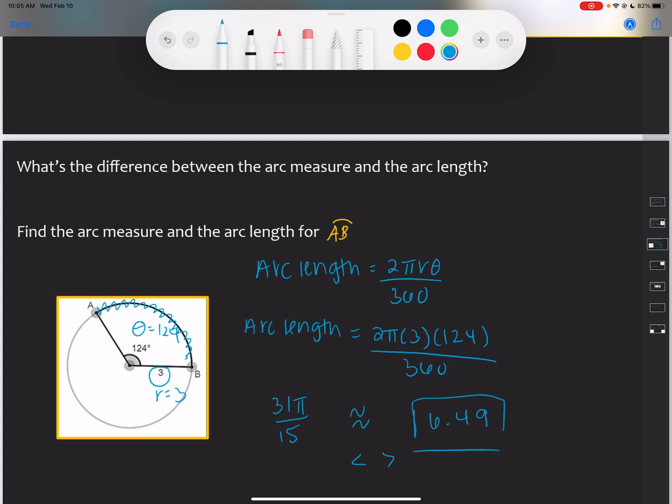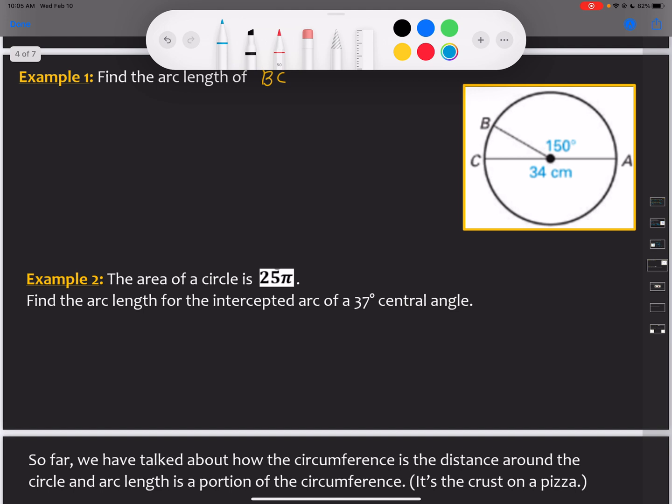All right, so moving on to the next example here. So if we want the arc length of BC, I can find the central angle using the idea that CA is a diameter. So if CA is a diameter, then that means that my theta is going to be 180 minus 150, which is 30 degrees. And similarly, it shows me that CA, which is the diameter, is 34. So half of the diameter is going to be the radius. So the radius is 17.